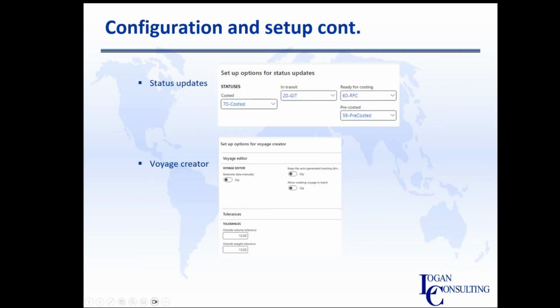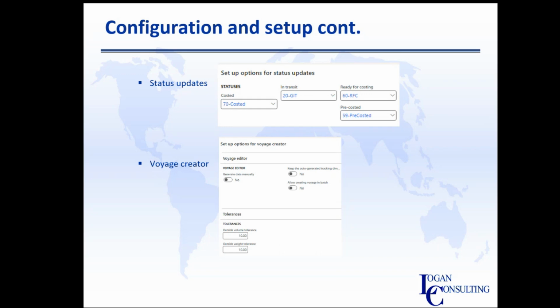Moving on to landed cost parameters, the status updates are useful for your logistics team when they are updating voyages so that you can have an accurate representation quickly on what step a voyage is in. If it's just been created, if it's in transit, if it's been costed, what status is it in? And there are buttons on the voyage that help you control that, assign the values for when you click those buttons.